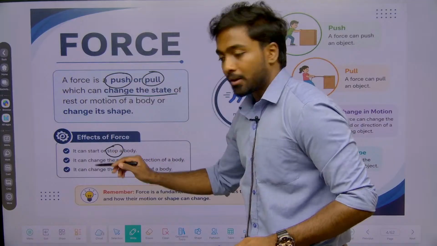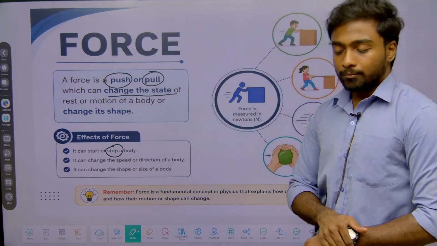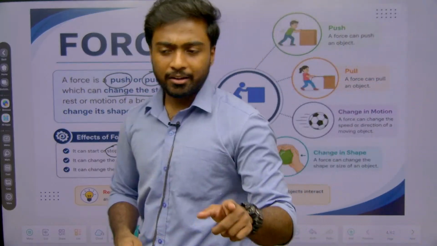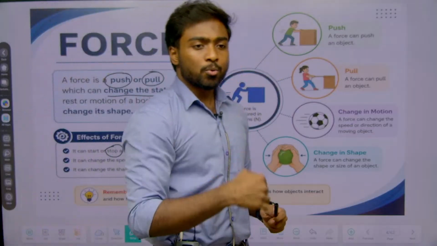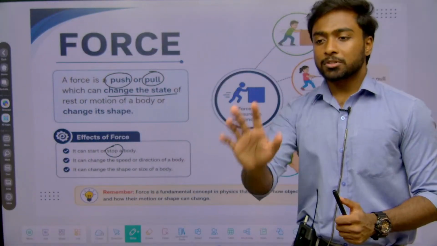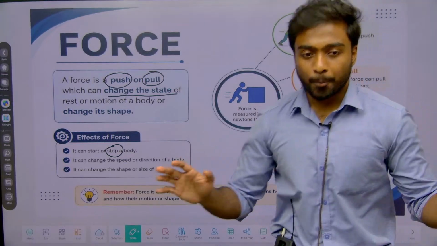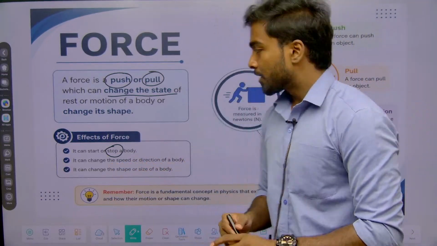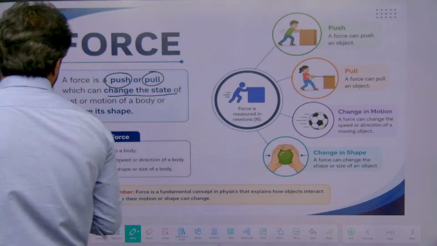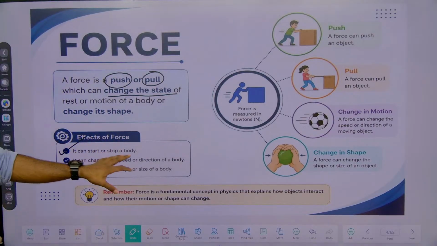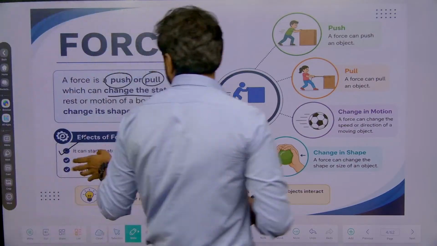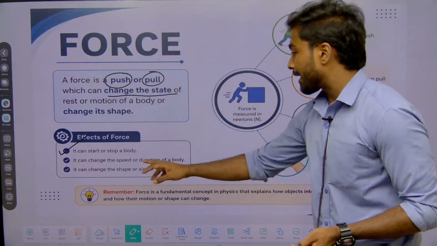So the start, we have got it. Now, as I told initially, a person is running towards you. You apply a force suddenly. What happens? He stops, right? He stops. So I can say that it can start or stop a body. First, okay. Second point, it can change the speed or direction of a body.